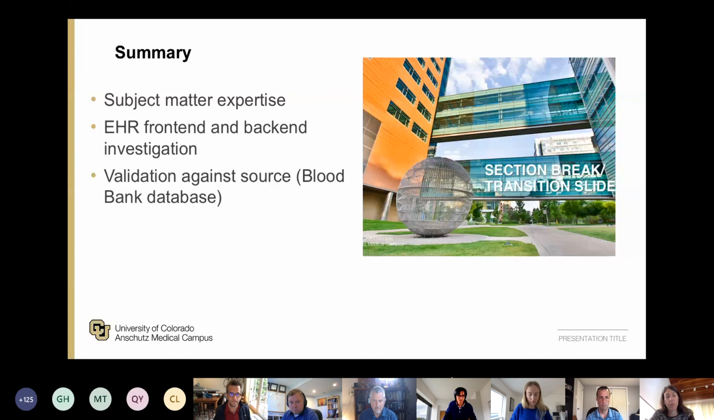And then it was really important to validate against the blood bank database. There was no way we would have known that we were missing so many transfusions if we hadn't done that work. So that's what I've got for you today.